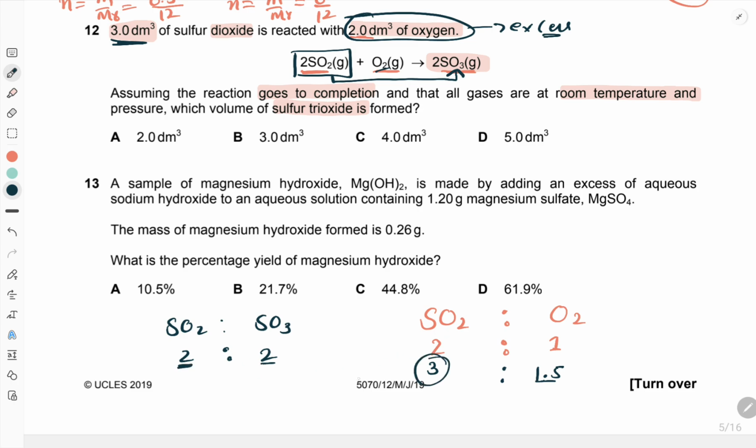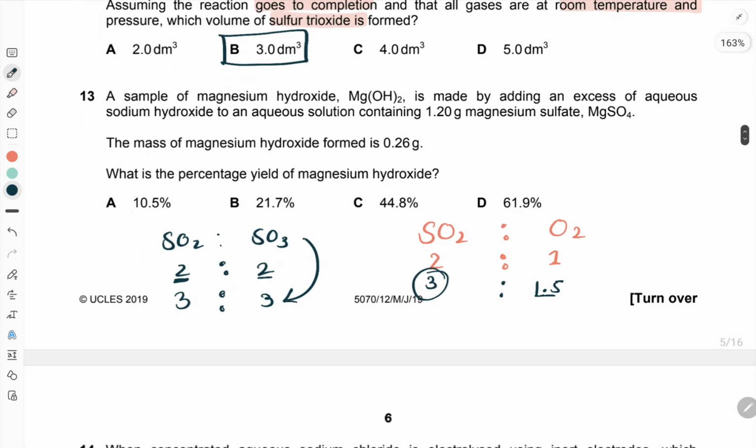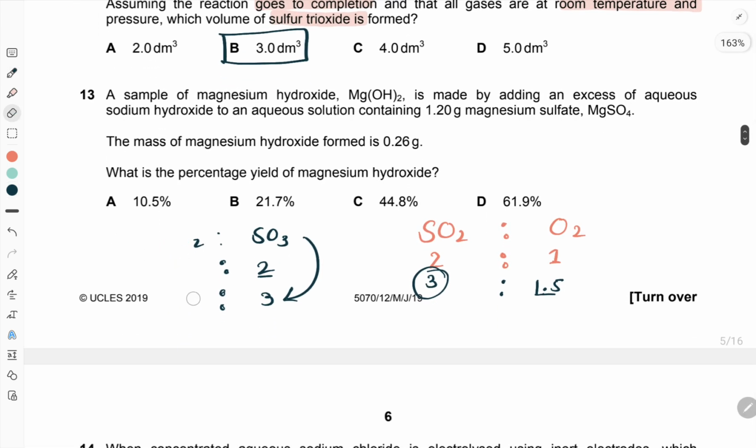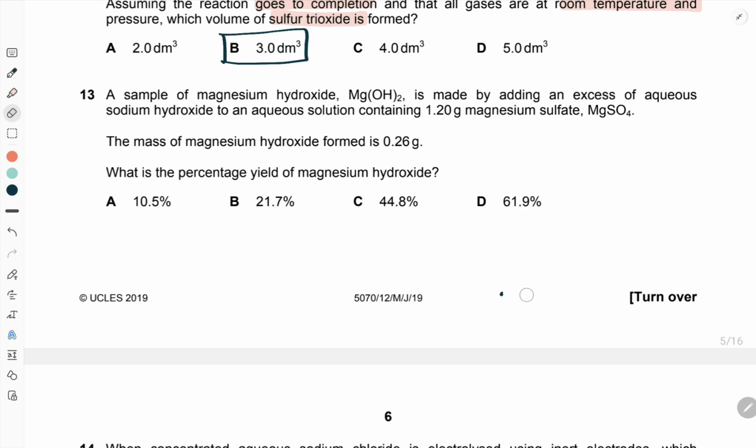But how many moles of sulfur dioxide do we have? 3. So it will definitely make 3 moles of sulfur trioxide, which means B is the correct answer. I hope this makes sense and you got the idea of how to compare the values. Okay, now question number 13.